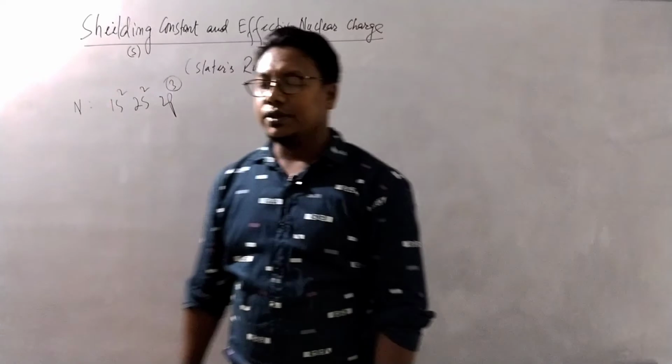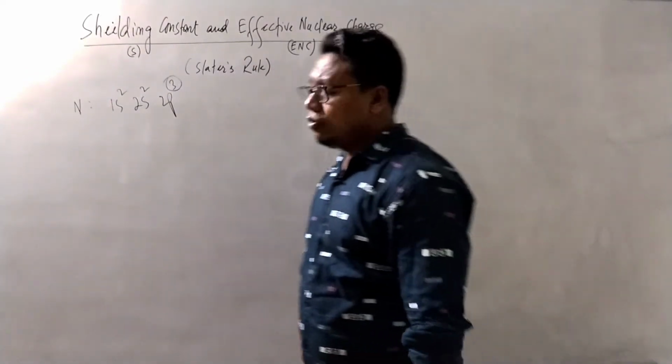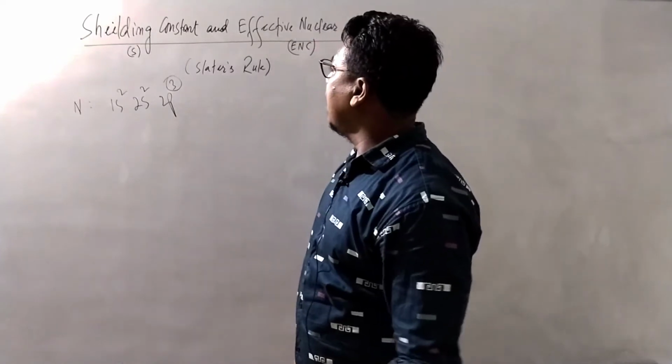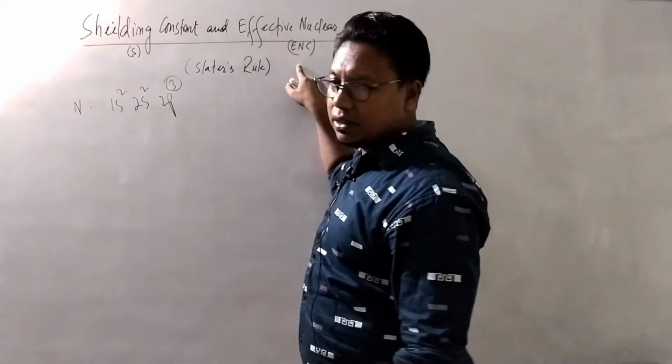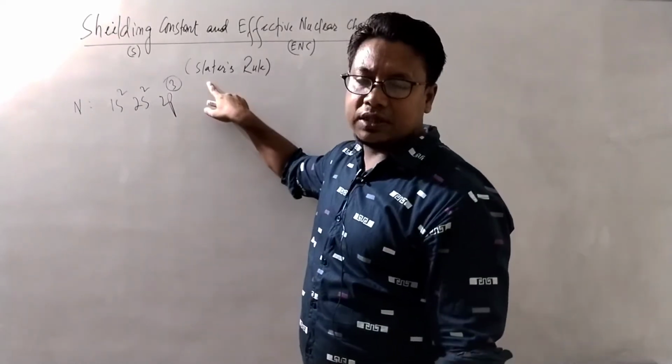Okay, hello guys. In this video I am going to explain how to calculate shielding constant and effective nuclear charge for an electron in an atom by using Slater's rule.